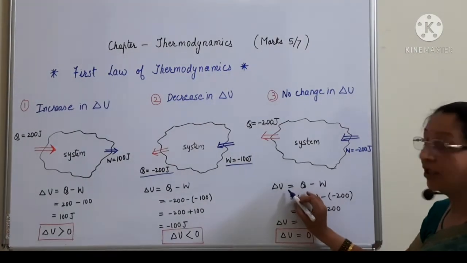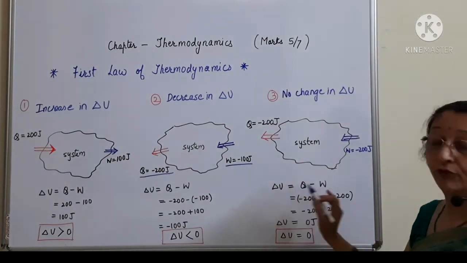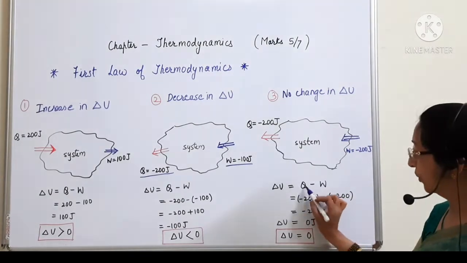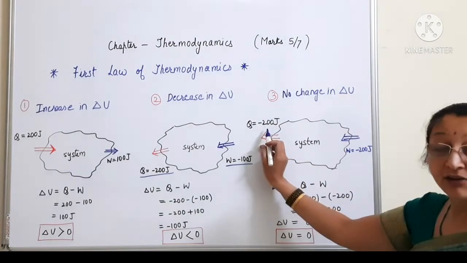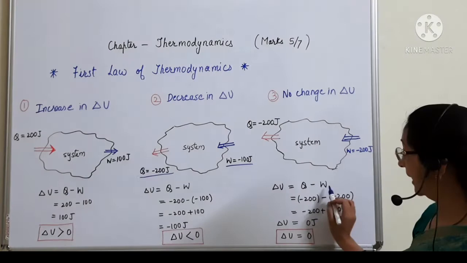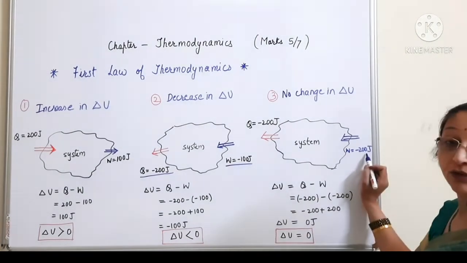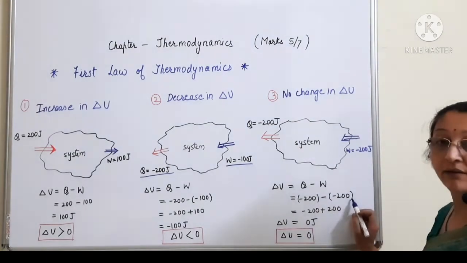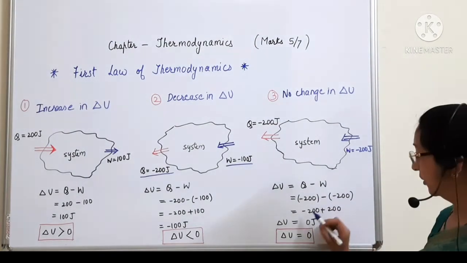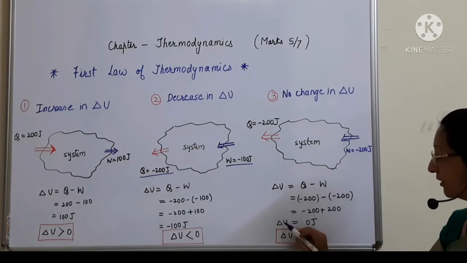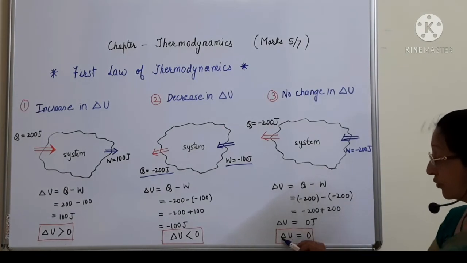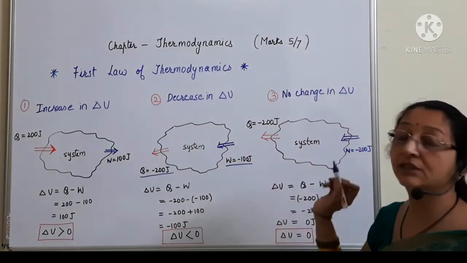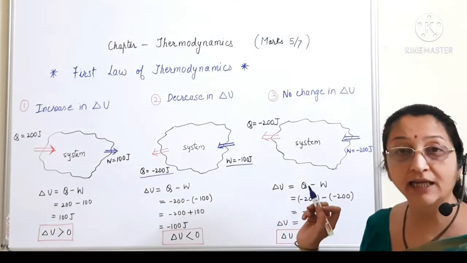So delta U, we know from the first law of thermodynamics, delta U is equal to Q minus W. So Q is minus 200 because the energy is released, heat is released. And W is minus 200 because work is done on the system. So minus 200 minus of minus 200. Minus into minus is plus. So minus 200 plus 200. So delta U is 0 joule. So change in the internal energy is 0. Here the internal energy of the system has not changed at all.